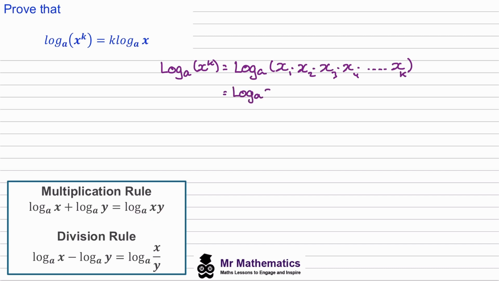This would be the log of x1 to the base of a plus the log of x2 to the base of a plus the log of x3 to the base a, all the way to the last term, the log of xk to the base of a. So what you can see then is we've got k lots of log of x to the base a. So we can write all of this as a multiplication, which is k lots of log of x to the base a. Okay? And this proves the power rule.